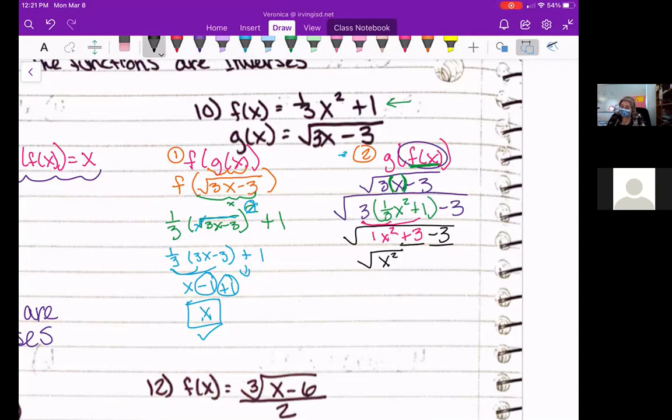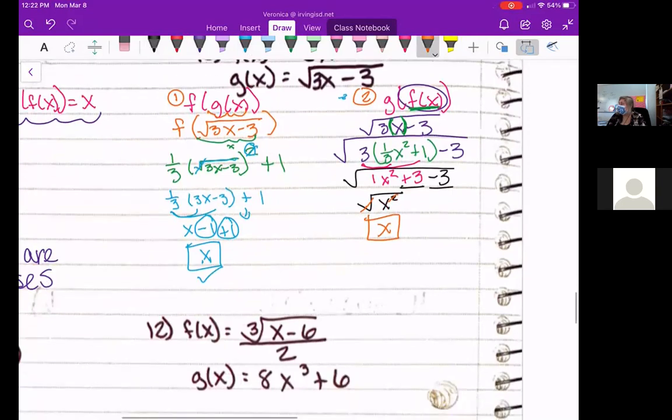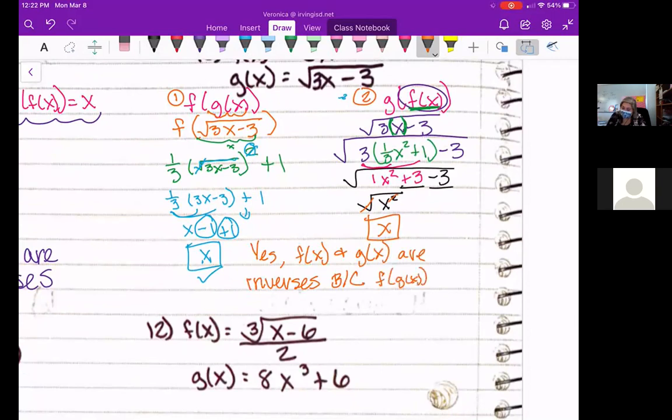What else should you notice? You should notice that the square root and squared, what's going to happen with those? They cancel each other out because they're inverses of each other. So this square root and that squared also cancel out. So what are we left with? X. So what does that tell me about f of x and g of x? Are they inverses? Yes. So yes, f of x and g of x are inverses, because f of g of x equals x, which is the same as g of f of x. They both equal x.